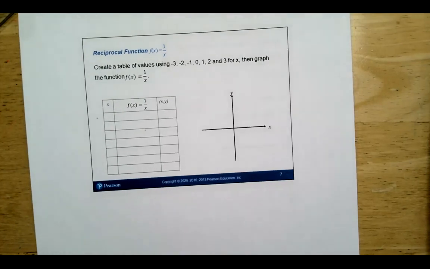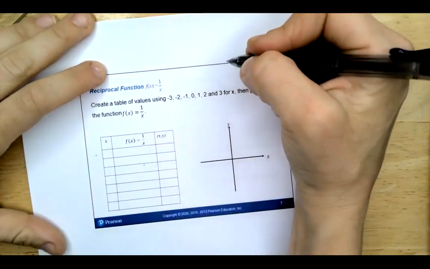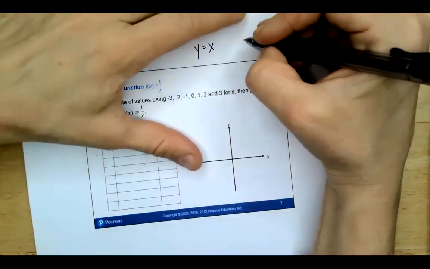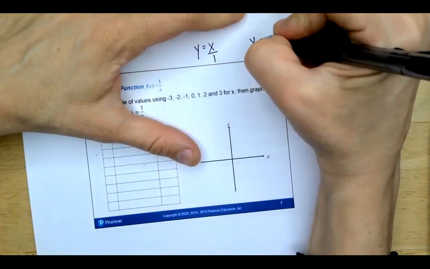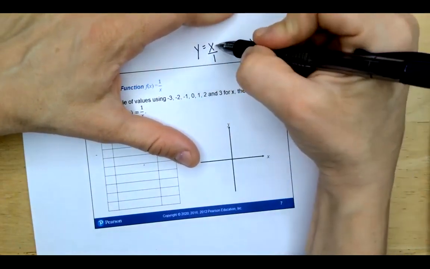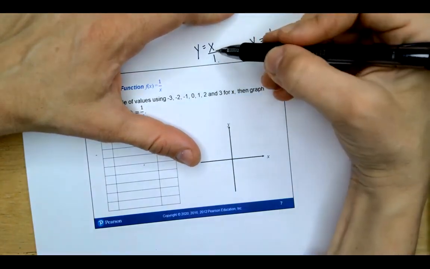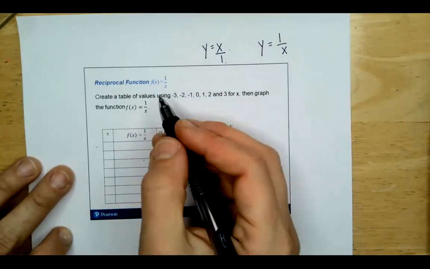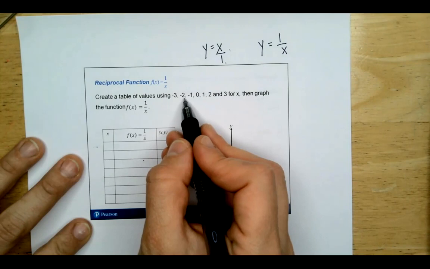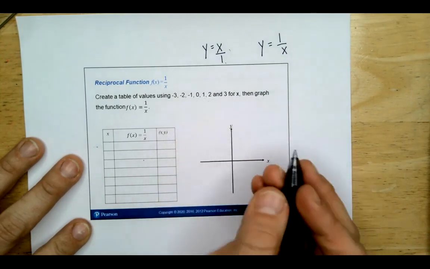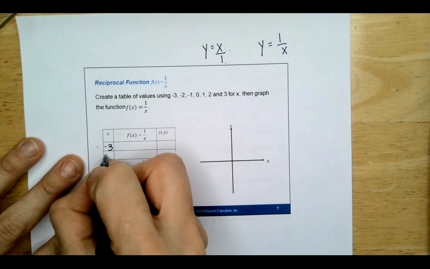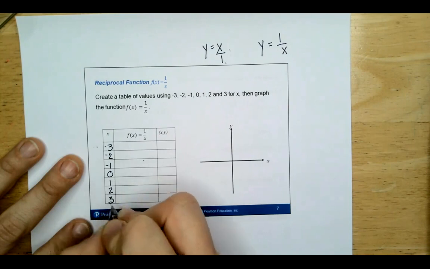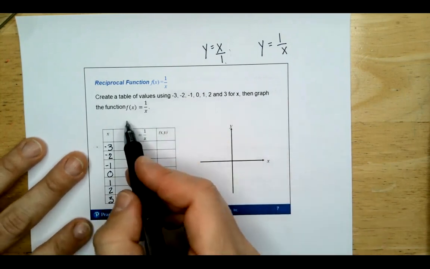Reciprocal function. Remember that a reciprocal means you flip the fraction. So we had y equals x, the linear function, and the reciprocal of the linear function is y equals 1 over x, because we moved x to the bottom of the fraction. First, we turned x into a fraction by putting it over 1, and then we moved it to the bottom of the fraction, so we call it the reciprocal function. So the reciprocal function of -3, -2, -1, 0, 1, 2, and 3. Fractions. Good. And then graph it.